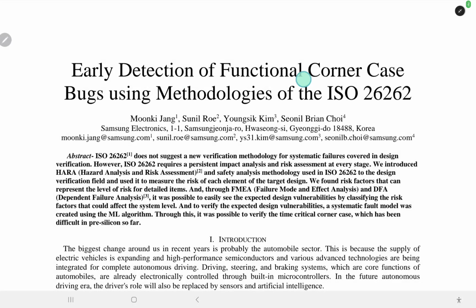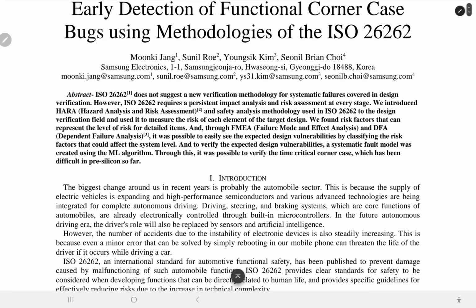Early detection of functional corner case bugs using methodologies of the ISO 26262. Abstract. ISO 26262 does not suggest a new verification methodology for systematic failures covered in design verification. However, ISO 26262 requires a persistent impact analysis and a risk assessment at every stage.